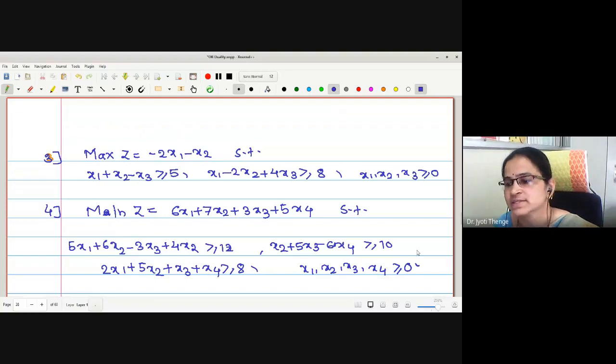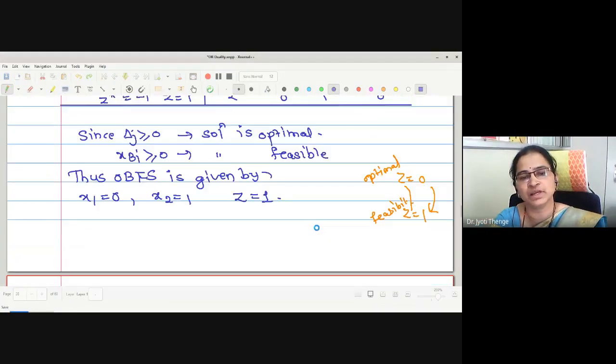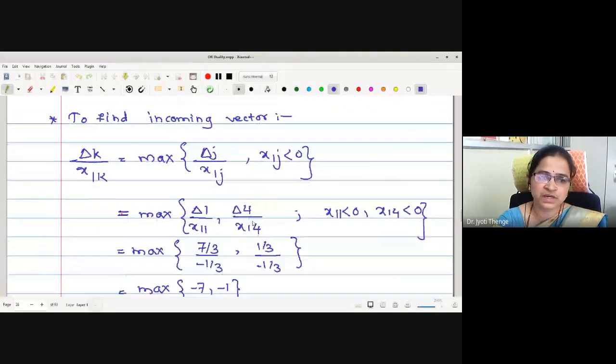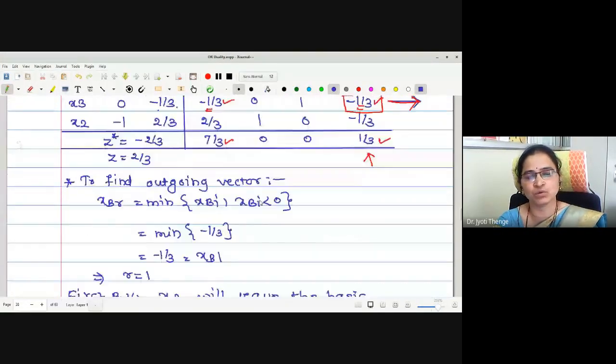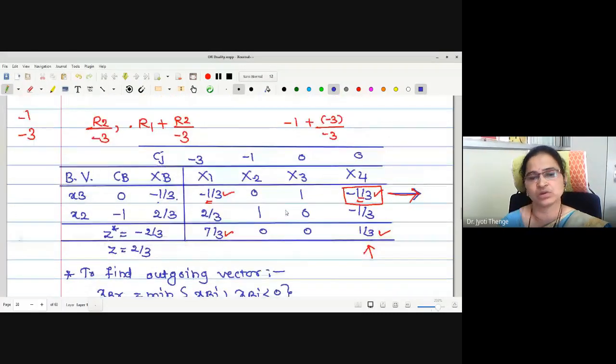Okay, try to solve these examples, the homework. And here let me tell you one thing again. Whatever middle steps we were writing for the incoming and outgoing vector, no need to write this. You can have a direct calculation. Let us try to understand the shortcut for that.